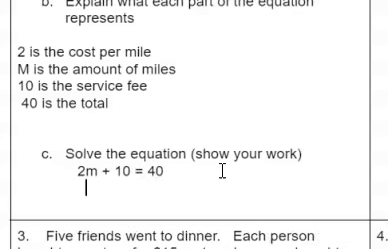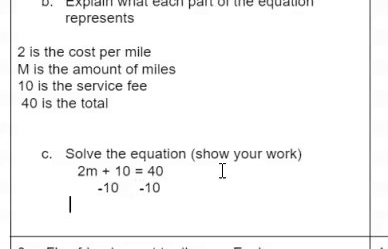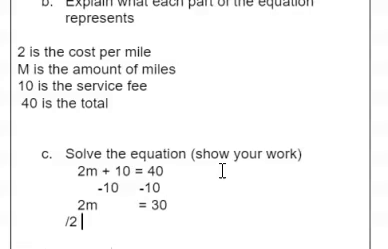And the first thing we're going to do is minus the 10 from both sides. This gives us 2M. The 10's cancel out because 10 minus 10 is 0. 40 minus 10 is 30. Divide both sides by 2. And 30 divided by 2 is a 15-mile ride.